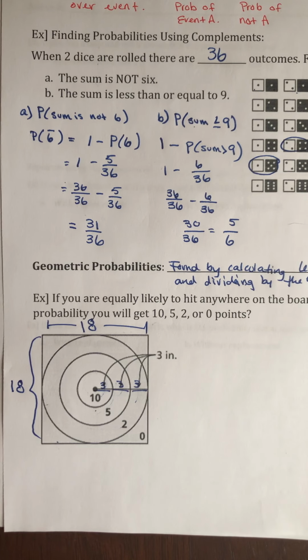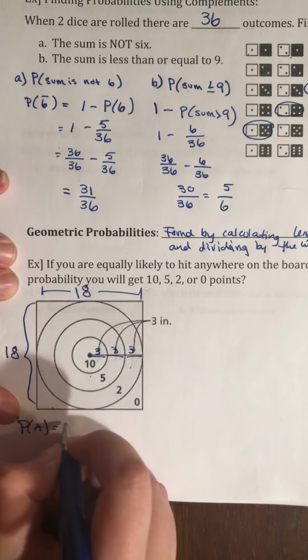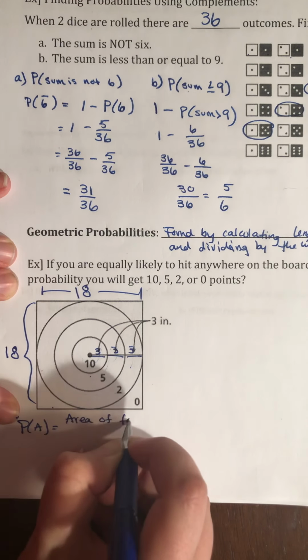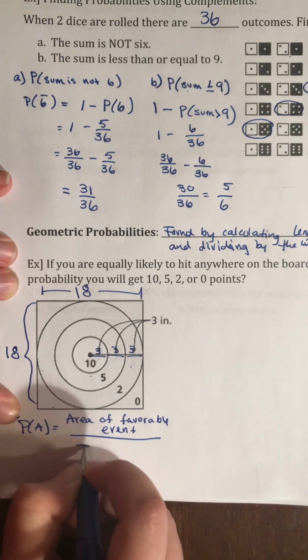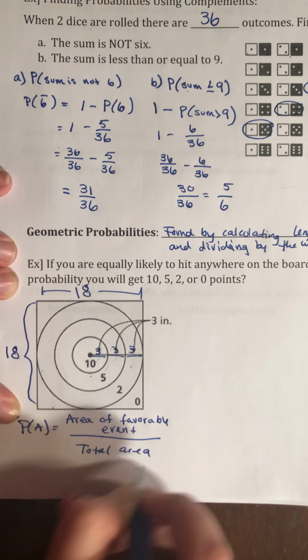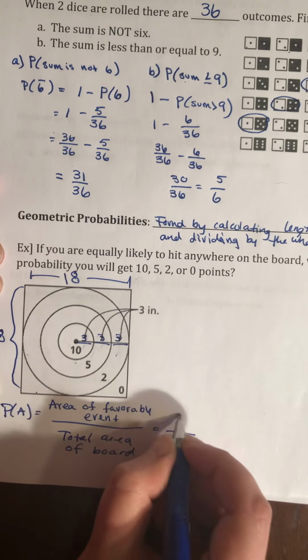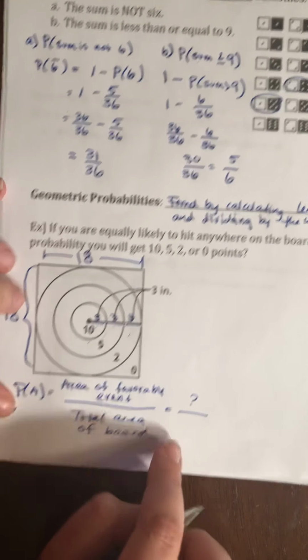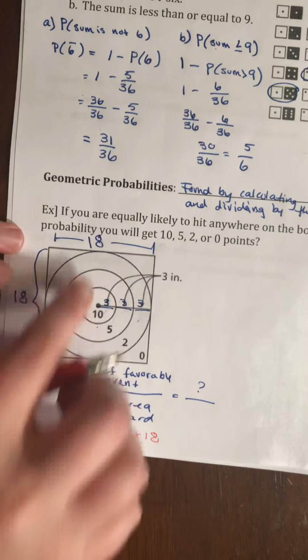So it's the area that we're looking for. The probability of an event equals the area of your favorable event over the total area of the board. So what's the total area of the board in this case? It would be 18 times 18, length times width, which is 324.